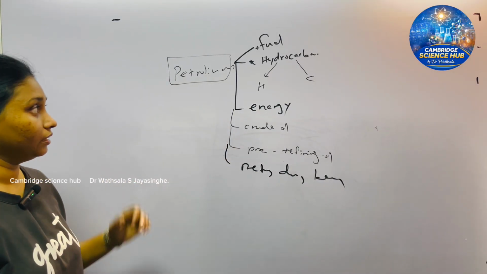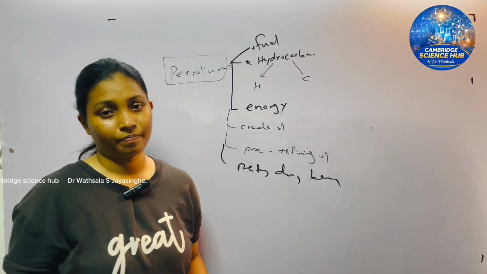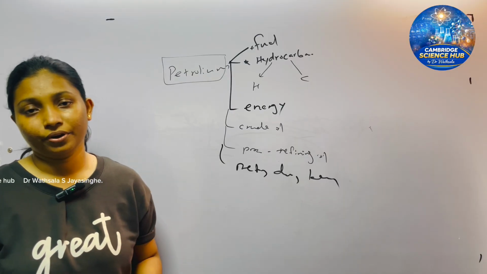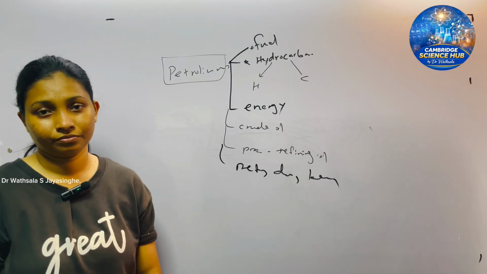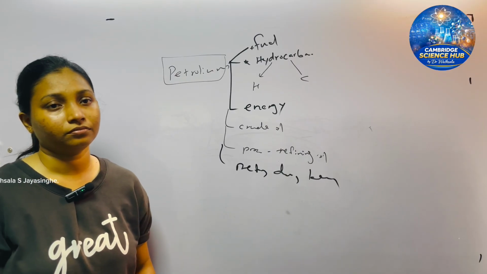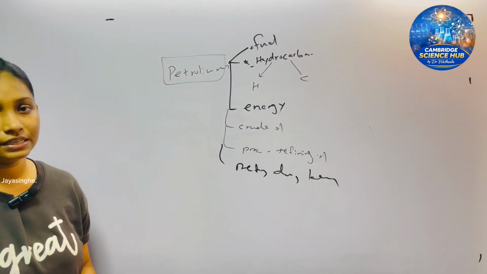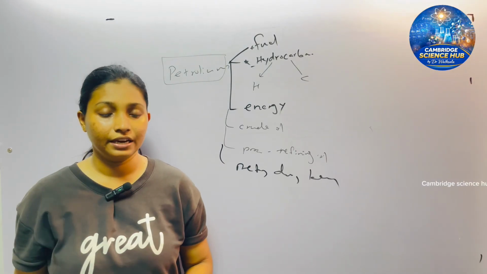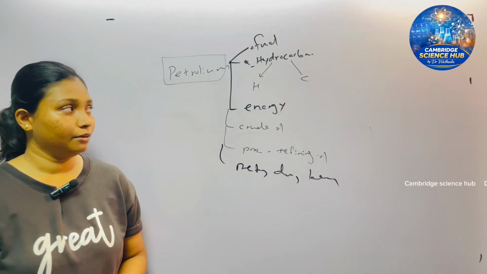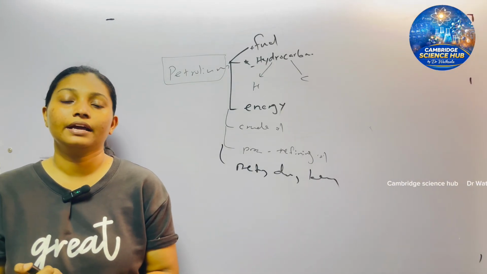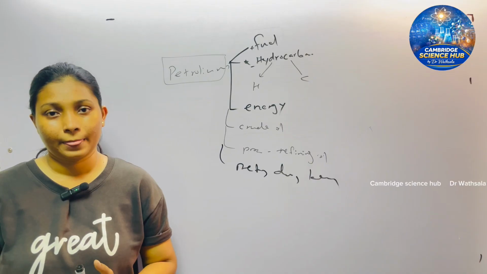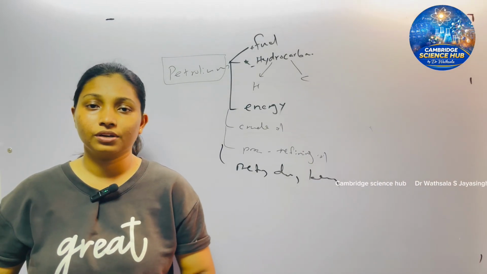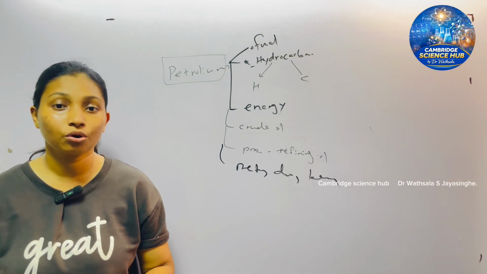Write down the next subtopic, petroleum substances. Under that, write down the first point, petroleum is a fuel. Next point, the mixture of hydrocarbons. That means it contains carbon and hydrogen. Write within brackets, that means it contains carbon and hydrogen. Next point, petroleum is also known as crude oil.